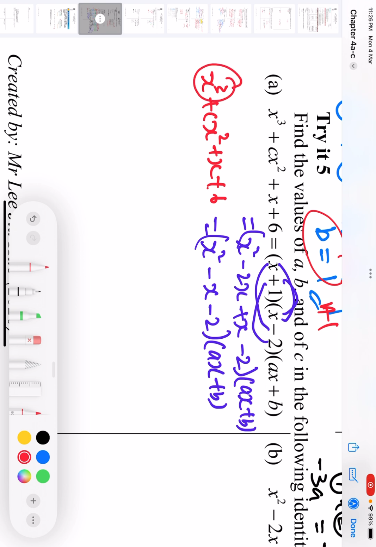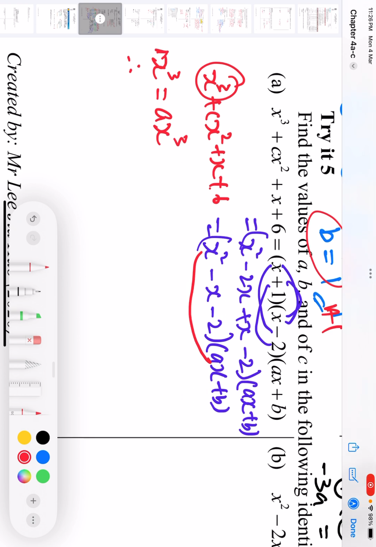Let's compare x cubed. How do I get x cubed here? There's only one possibility: x squared times ax gives me ax cubed. That's the only possibility. So I know that there is actually a 1 in front of it, even though they don't write it. I know that a is equal to 1. Voila, so I've gotten the value of a.